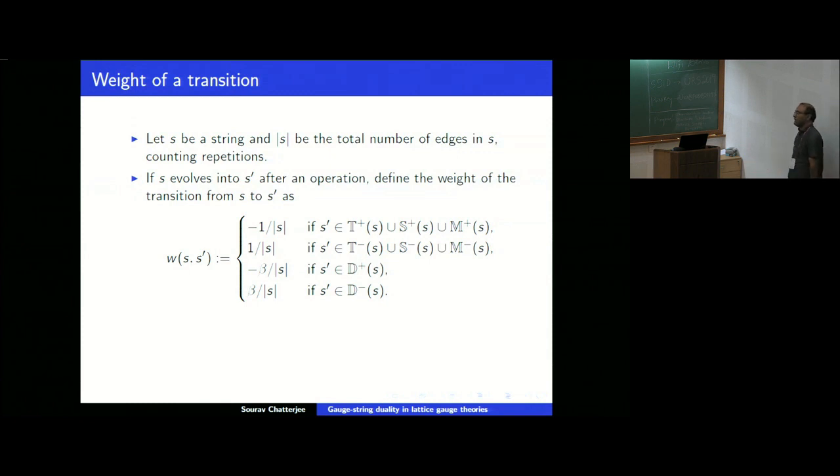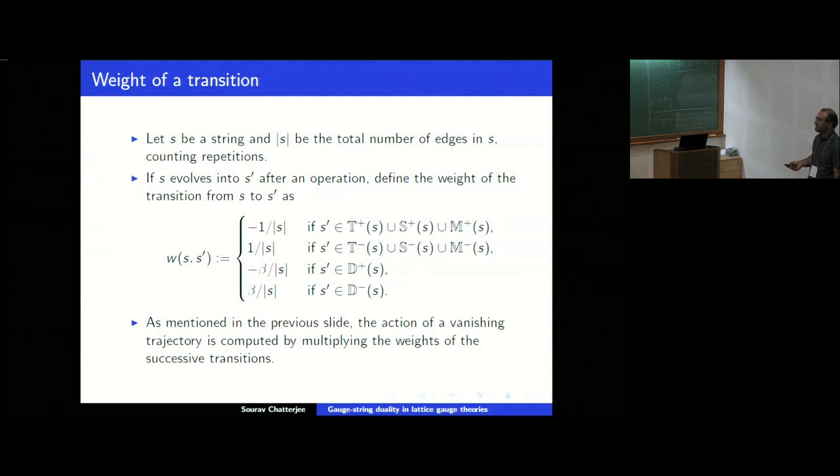Okay? So these weights come from the master loop equations that I wrote down. So they arise from that, they're not guessed. As I said, the important thing is that it can be both positive and negative, so it's not exactly like a Markov chain. And the action of a vanishing trajectory is computed by multiplying the weights of the successive transitions. So here is where the vanishing trajectory is important. If you have a non-vanishing trajectory, you don't know how to define this, so you just define it for vanishing trajectories.